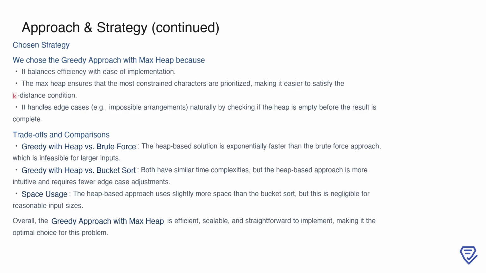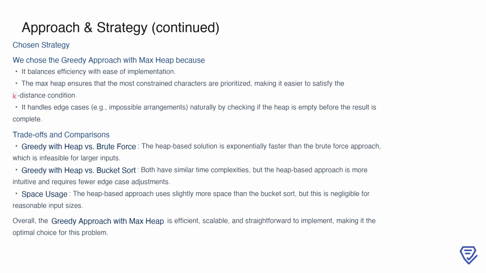When comparing the approaches, the heap-based strategy is exponentially faster than the brute force method, which is computationally infeasible for large inputs. While the bucket sort method has a comparable time complexity, the heap approach is more intuitive and requires fewer edge case adjustments, making it easier to implement. Although the heap-based solution uses slightly more space, the difference is negligible for typical input sizes. Overall, the greedy approach with a max heap is efficient, scalable, and straightforward, making it the optimal choice for this problem.